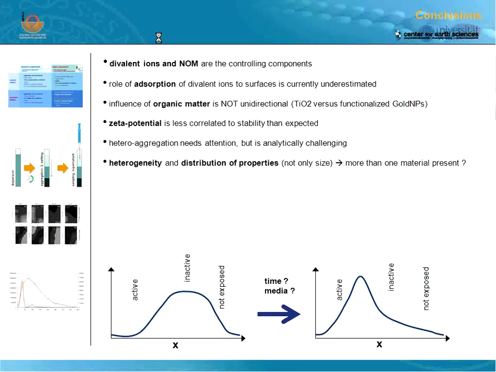Finally, wrapping up. The divalent cations play an enormous role, sulfate, calcium, and others. We have to consider that these are the controlling ions that are setting the stability of nanoparticles. We have to consider the specific adsorption of these ions to the surfaces and what this does to the surface in terms of surface chemistry changes. The influence of NOM is strong. It even can cancel out the influence of the calcium and the sulfate ions, but it is not always unidirectional, especially if it comes to surface-modified particles.